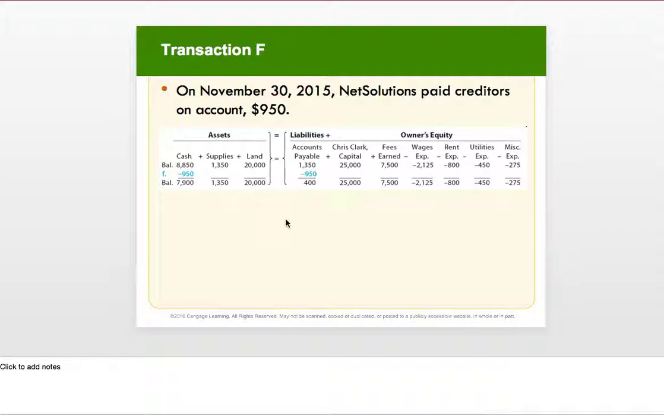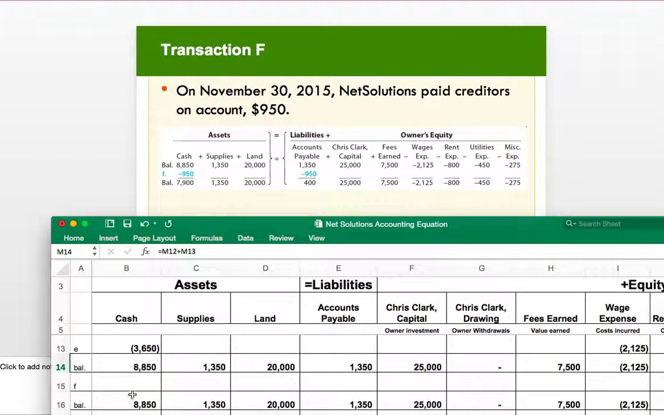Transaction F says on November 30th, Net Solutions paid creditors on account. So you know that when you see the word paid, our cash goes down. So we paid $950. So immediately you know our cash goes down. The next question is, who did we pay? Well, we paid our creditors.